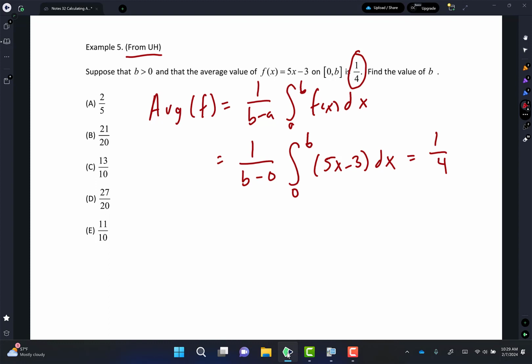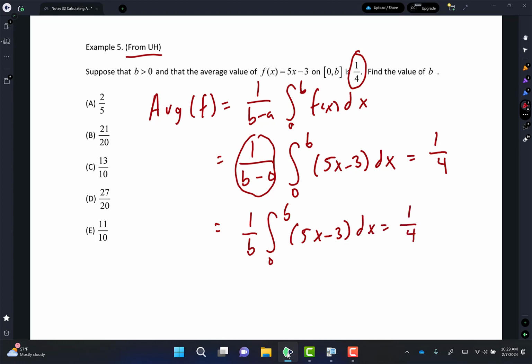Find the value of b. You guys ready? Okay, I'm not doing anything crazy. I'm going to get rid of this statement here. That's just 1 over b. I'll rewrite it again: 1 over b, integral 0 to b of 5x minus 3 dx equals 1/4.